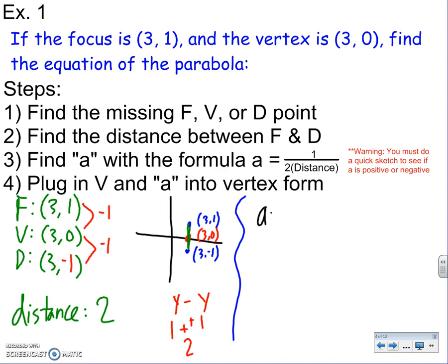A equals 1 over 2 times the distance. Well, the distance was 2, meaning A is 1 over 4. So this picture is going to be wider. Warning, this is very important. You must do a quick sketch to see if A is positive or negative.